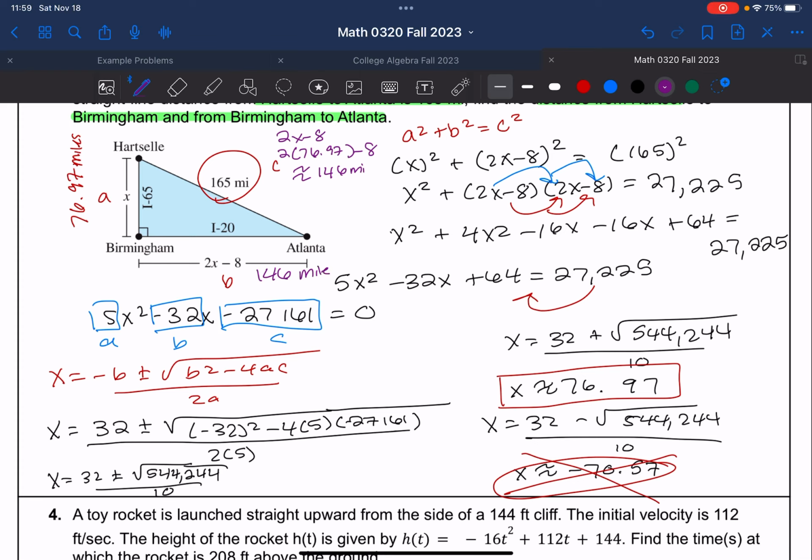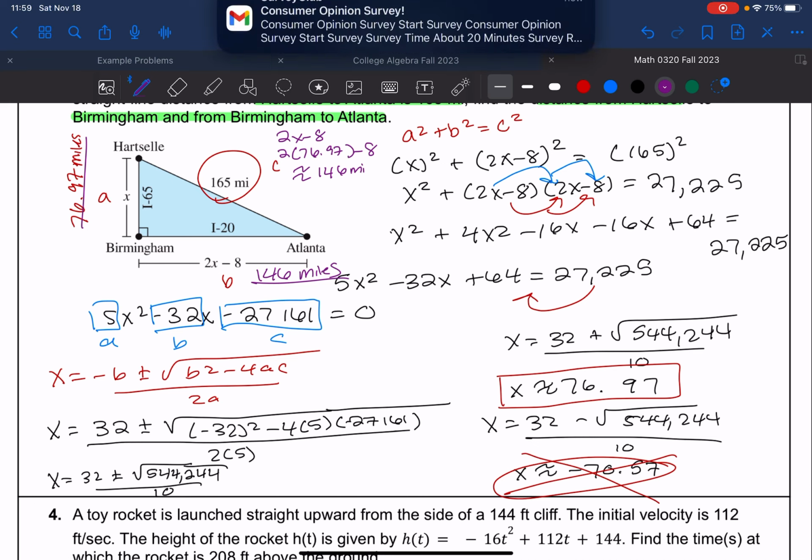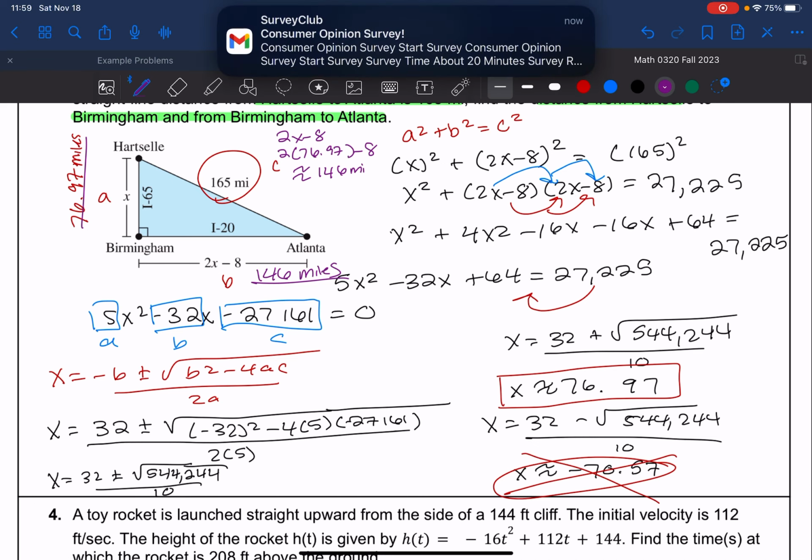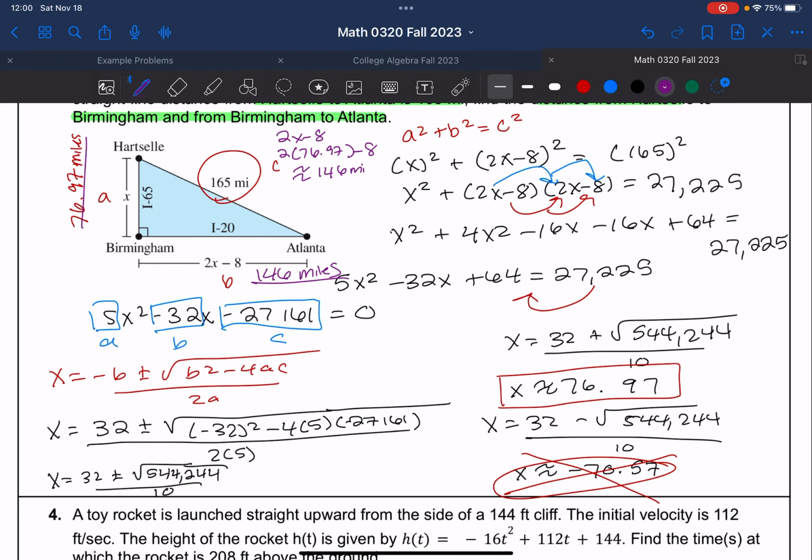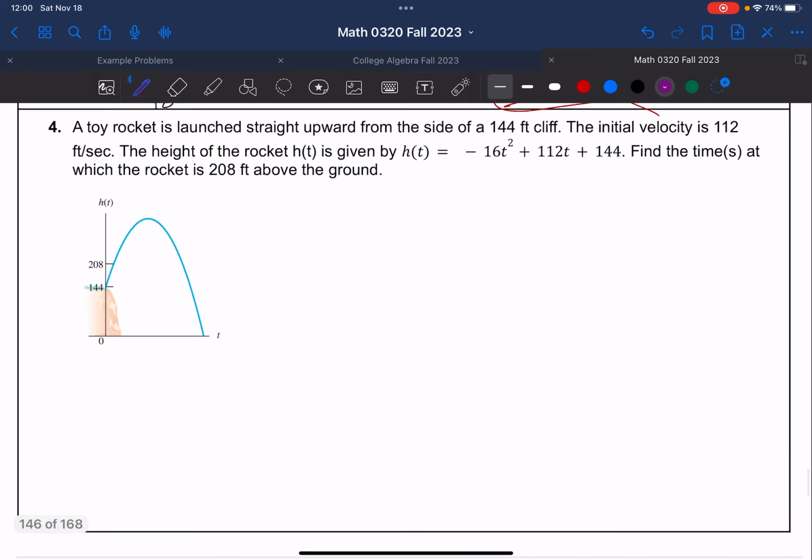And remember, this is estimating depending on the way you rounded. So you could have gotten 145 point something. And then those are the two answers it was looking for. Now let's look at the next type of example we would see using the quadratic formula.